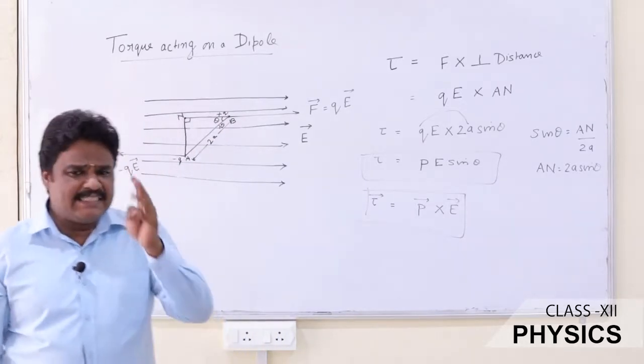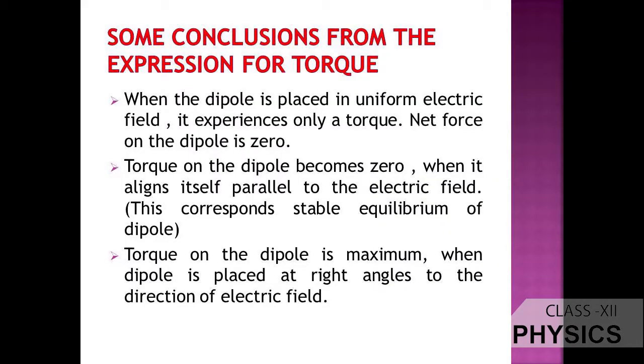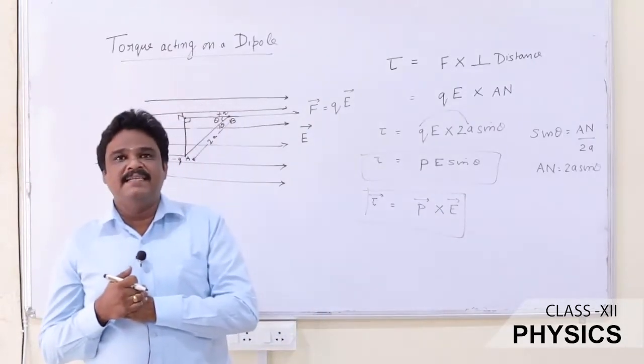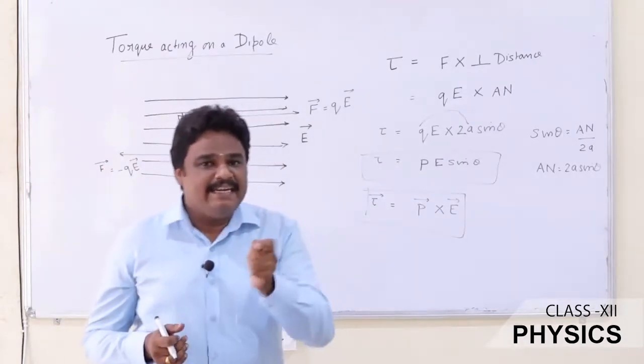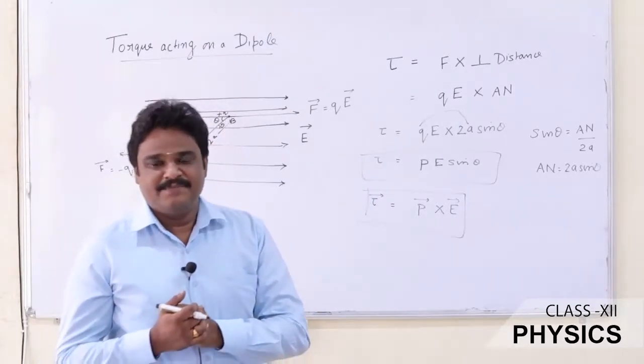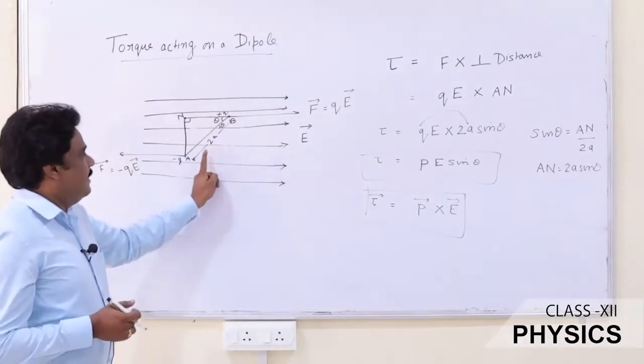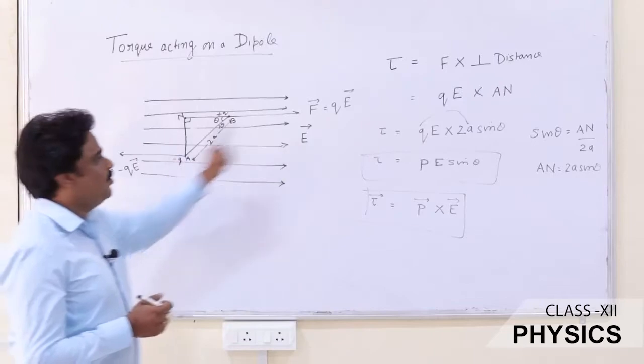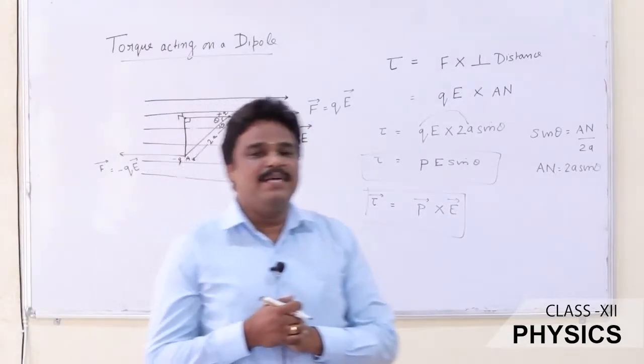Now I am going to discuss the conclusions of this expression. What are the important conclusions that we can draw from this expression? The very first: when a dipole is placed in a uniform electric field, it experiences only a torque. The net force on the dipole is 0. Once again, it's a very important conclusion. The dipole only experiences a torque, whereas the net force, you are able to see minus QE and plus QE, is 0.